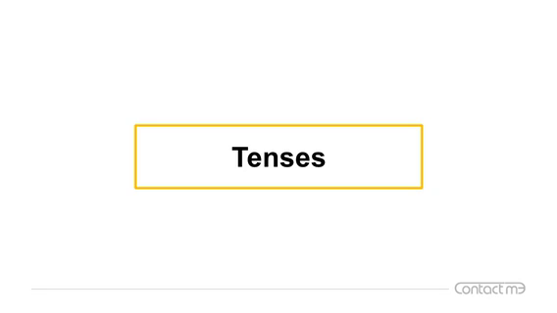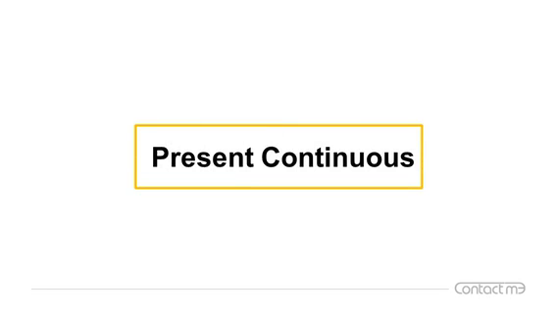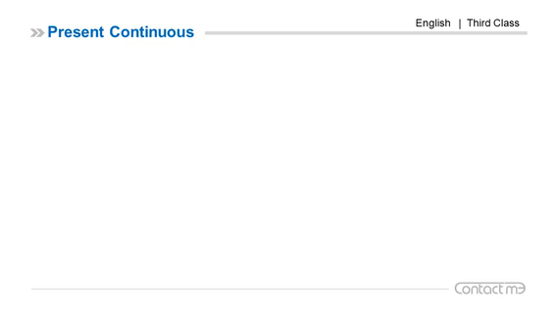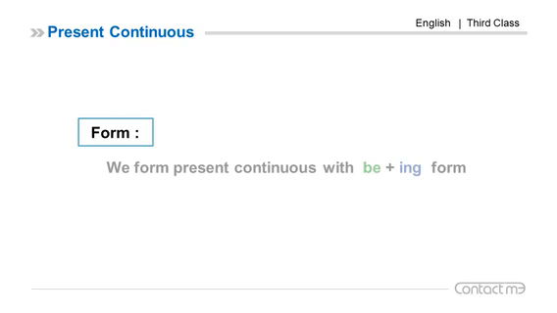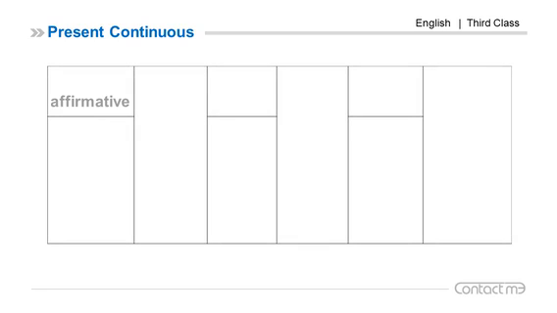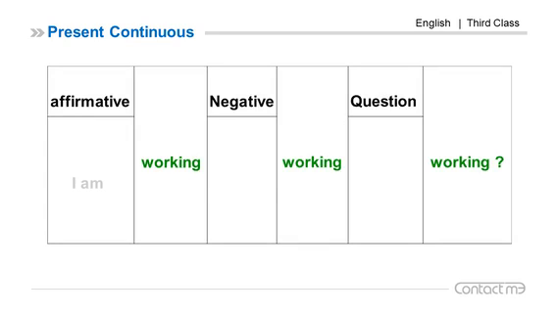Tenses. Number 1, present continuous. First of all, we have to know the form of the present continuous. We form present continuous with be plus ing form, where to be in present, am, is, are. We have 3 types of sentence: affirmative, negative, and questions. First, pronoun I, we use am plus ing form.